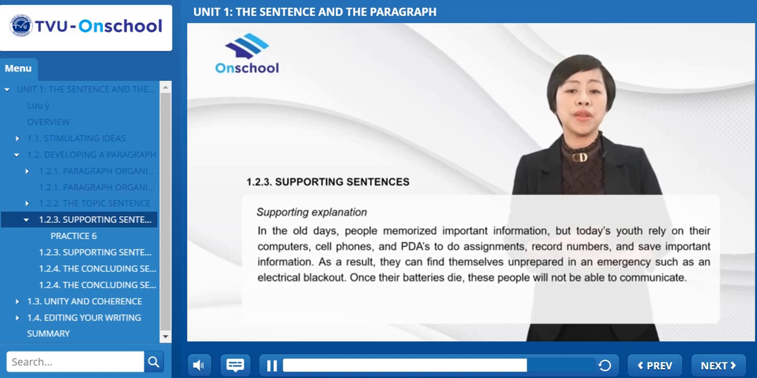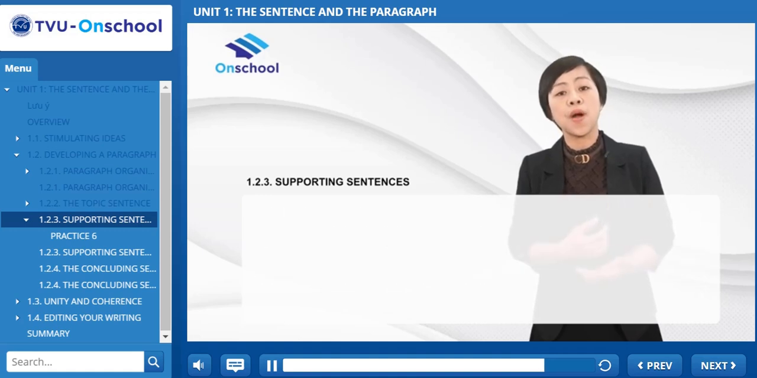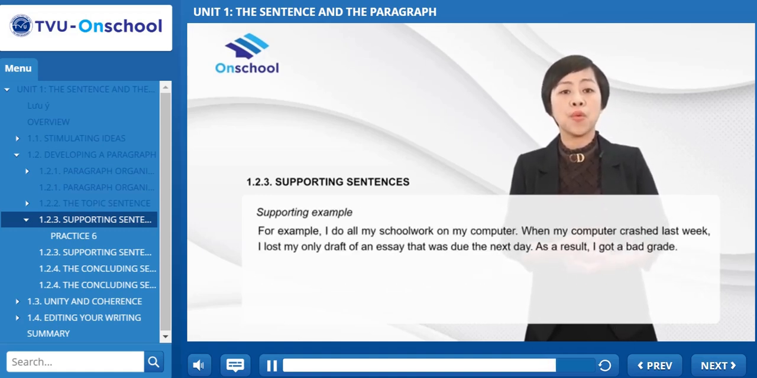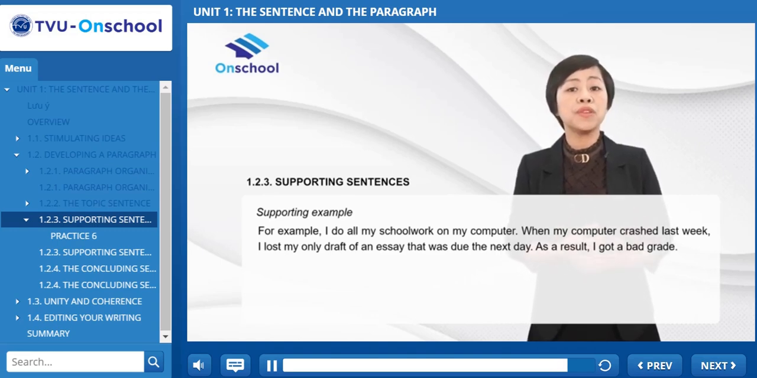If we want to help the readers get a more specific picture of the topic and controlling idea, we will provide an example as the supporting sentences like this. For example, I do all my schoolwork on my computer. When my computer crashed last week, I lost my only draft of an essay that was due the next day. As a result, I got a bad grade.